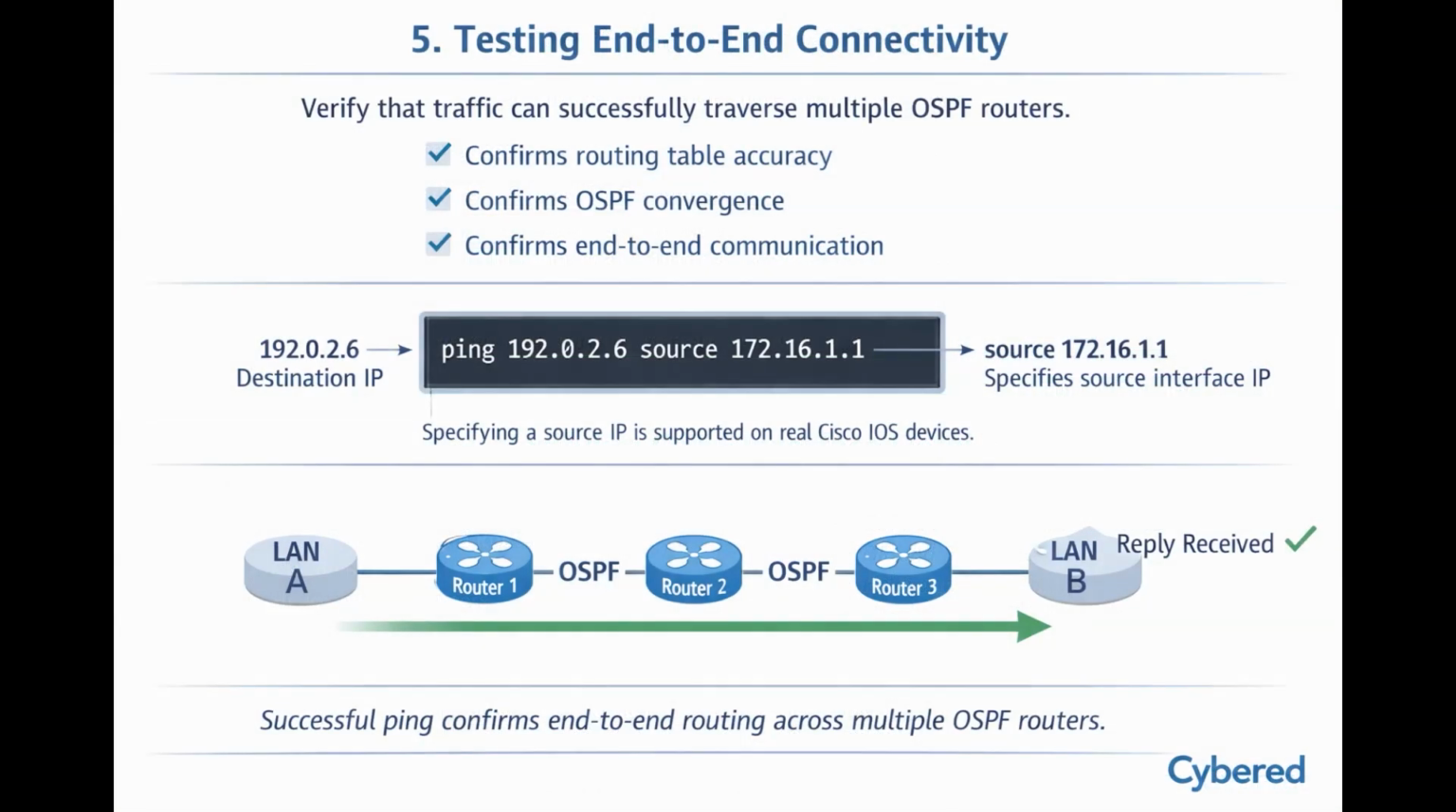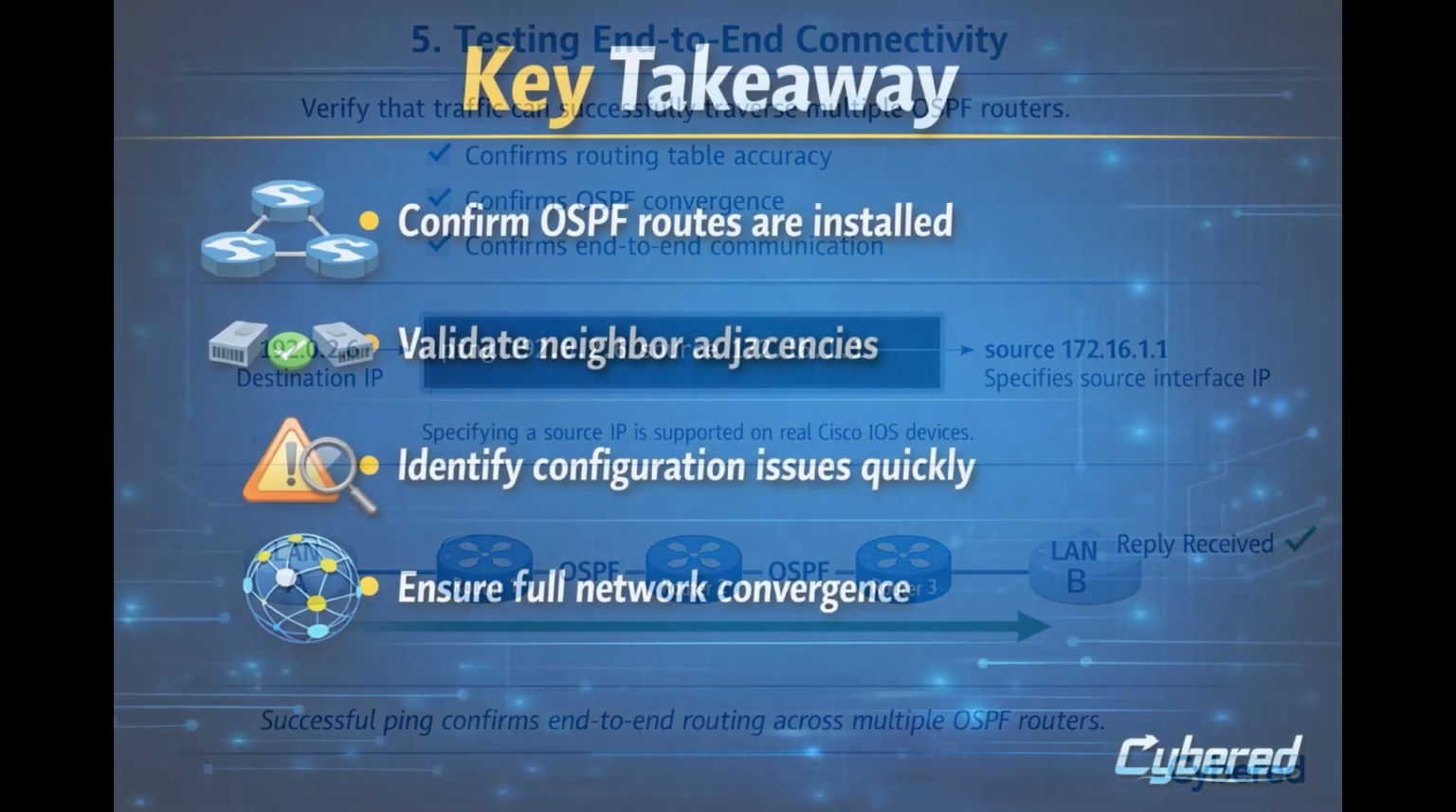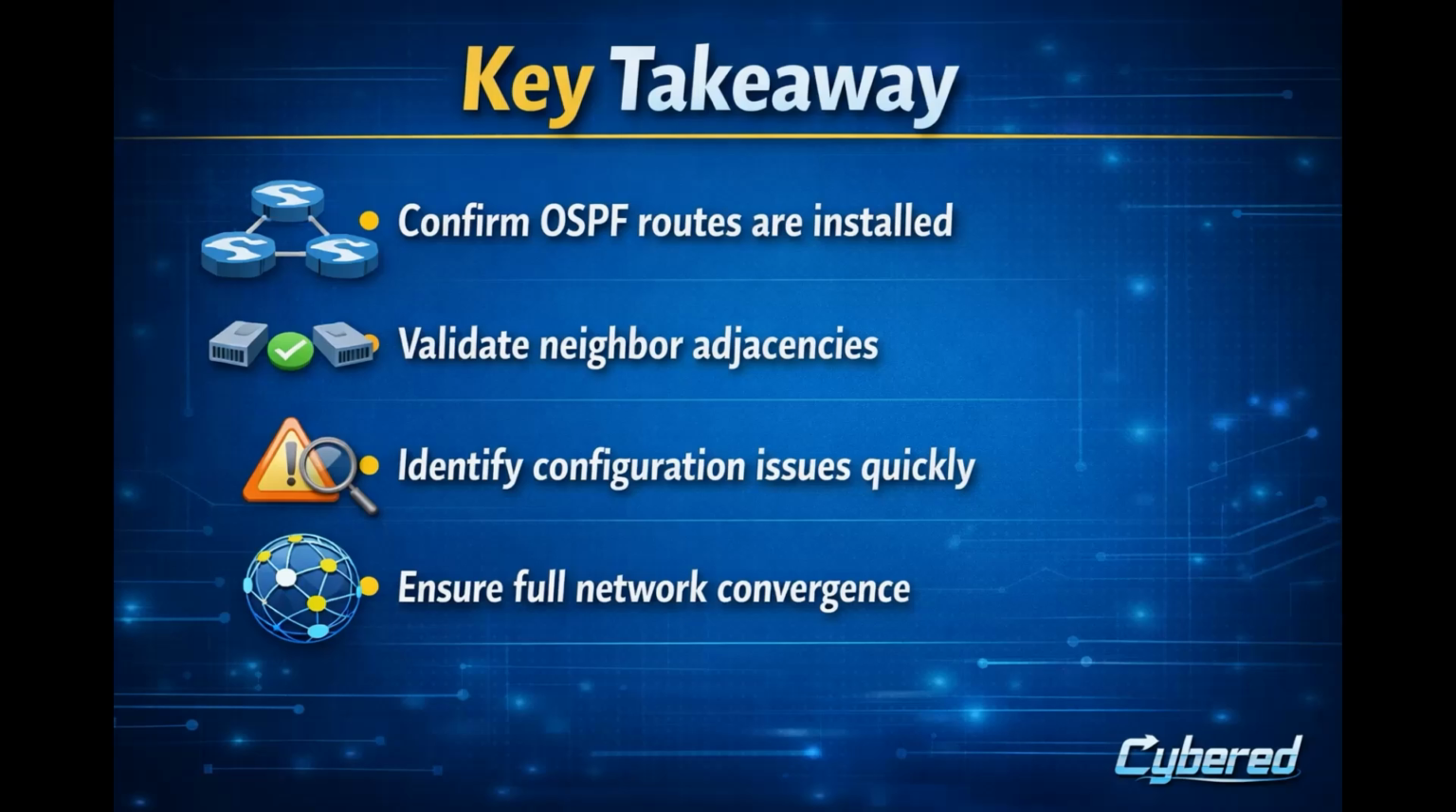Finally, always test connectivity between networks using a ping test. On real Cisco IOS devices, you can specify a source IP address. This confirms that routing works end-to-end and that traffic can traverse multiple OSPF routers successfully. Key takeaway, by using these verification commands, you can confirm OSPF routes are installed, validate neighbor adjacencies, identify configuration issues quickly, and ensure full network convergence.